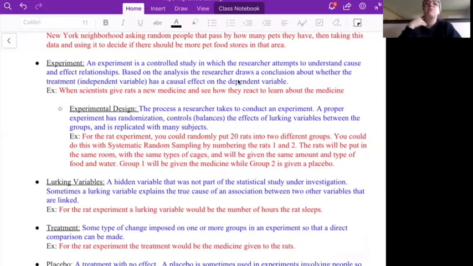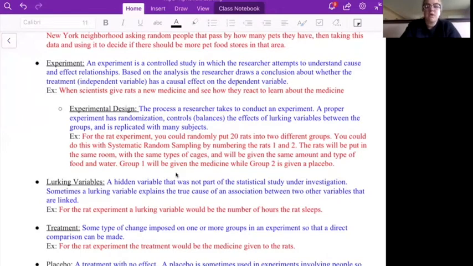The experimental design is the process the researcher takes to conduct an experiment. A proper experiment is randomized, controls the effects of lurking variables between the groups, and is replicated with many subjects. For example, you could randomly put 20 rats in 2 different groups, doing a systematic random sampling by numbering the rats 1 and 2. The rats will be put in the same room with the same types of cages and will be given the same amount and type of food and water. Group 1 is given the medicine and group 2 is given a placebo.